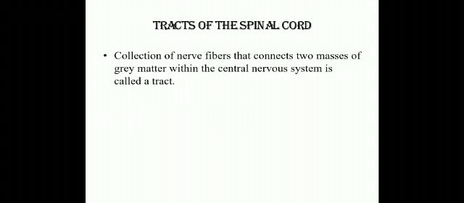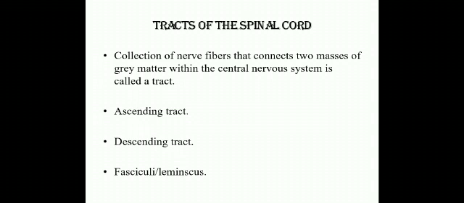Now the tracts of the spinal cord. A tract is a collection of nerve fibers that connects two masses of grey matter within the central nervous system. It may be an ascending tract or a descending tract; the ascending one is going towards the brain and the descending tract is one coming from the brain. Some of these tracts are also called fasciculi or lemnisci.